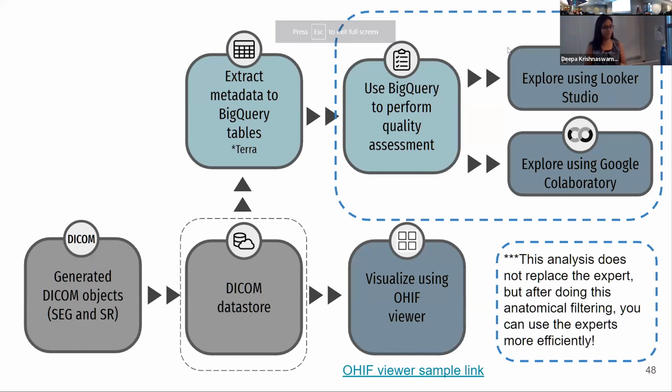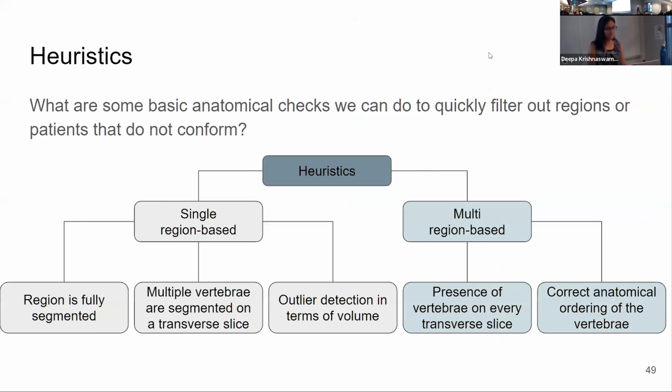And so now what I'll focus on for the next few minutes is how we do this quality assessment. And as I said, we want to make sure we're not replacing the expert or anything. We just want to use them efficiently. So what we did was we decided to try to develop a number of different heuristics. So are there ways that we could figure out if patients don't conform or certain regions in the body don't conform? So we thought, okay, let's divide this by either a single region or let's look at multi-regions at the same time.